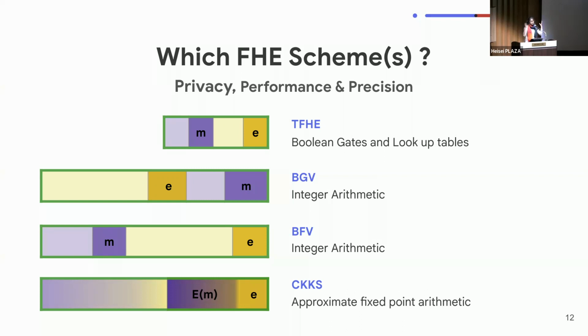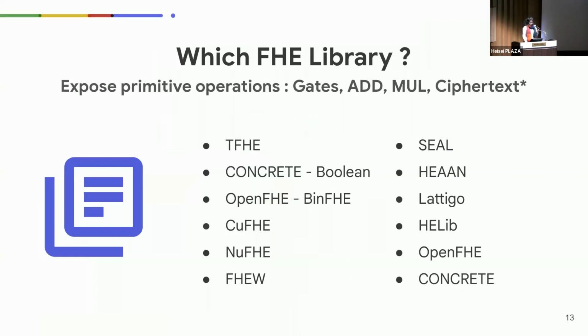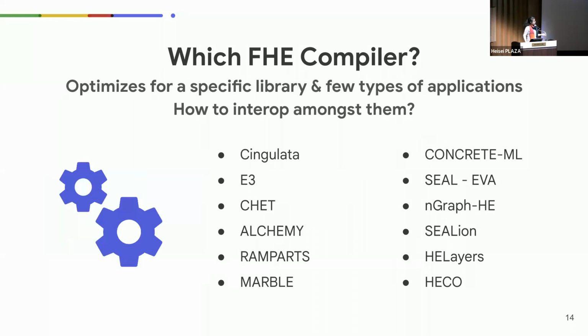And okay, so if you put on your developer's hat, you have your application, it requires some basic primitives, you pick your scheme. Then there are many libraries that implement these schemes. And each of these libraries exposes primitive operations. Now, how are you converting your bigger application to those primitives? Thankfully, there are many libraries. But each of these libraries is, again, optimizing for a specific scheme or a specific type of computation or application. How do you interop between these schemes?